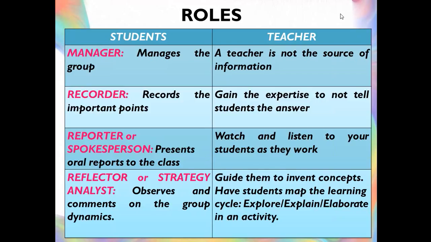So the role of a teacher is only to go around, try to give the hints if asked, try to show the way or the path for the students to learn, watch and listen to their queries, their discussions, and just guide them so that they are the ones who are going to elaborate and finally understand the concept behind the activity.